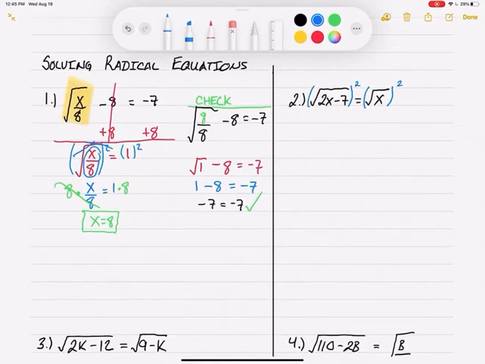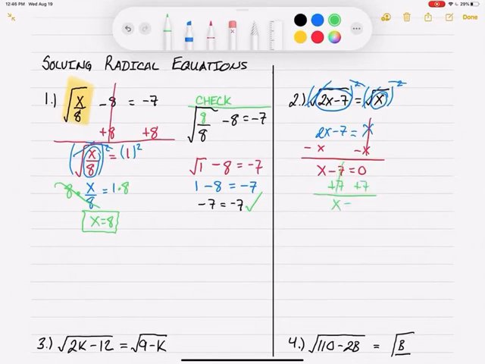So on the left side, when I square the square root, it cancels out and I keep what's inside, which is 2x minus 7. Same thing on the right, when I square the square root, they cancel out and I keep what's inside. So I have 2x minus 7 equals x, and to solve, all I'm going to do is subtract x from both sides. I have x minus 7 equals 0. Then I'm going to add 7 to both sides. x equals positive 7.